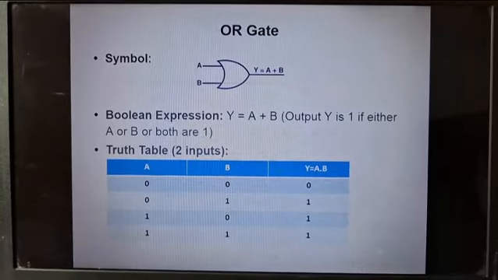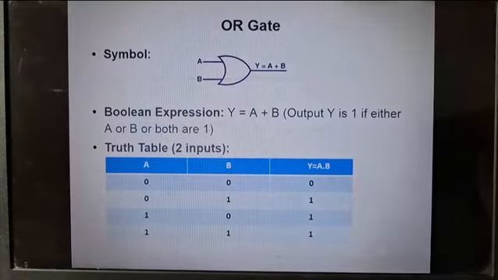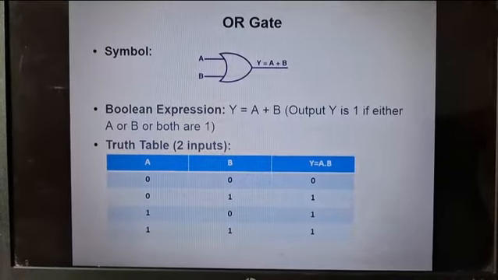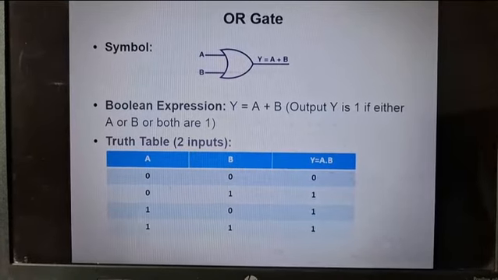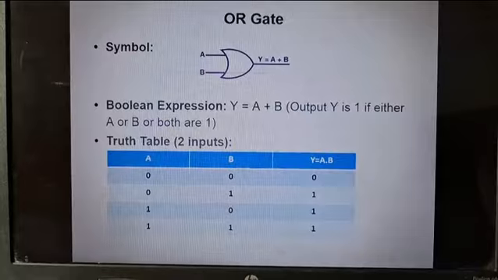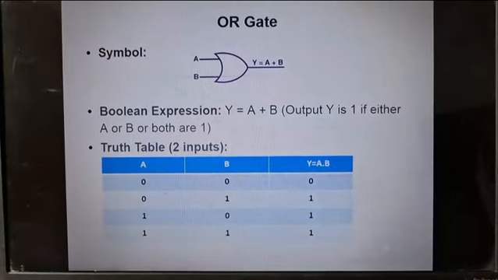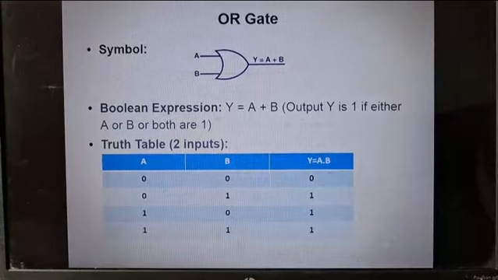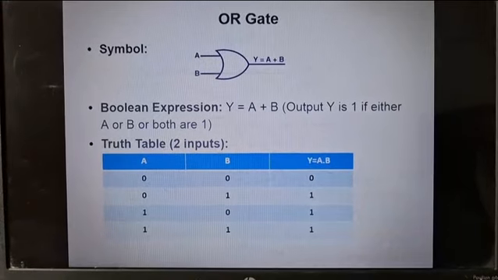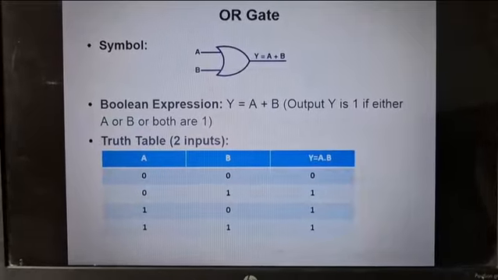This is the second basic logic gate, that is the OR gate. The symbol of the OR gate is shown in this diagram. It is the two input OR gate. A and B are the inputs of this OR gate and Y is the output. The Boolean expression for the OR gate can be written as Y is equal to A plus B. Here the plus symbol indicates the OR operation.